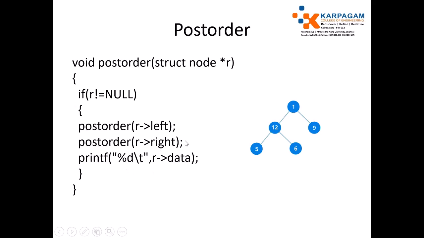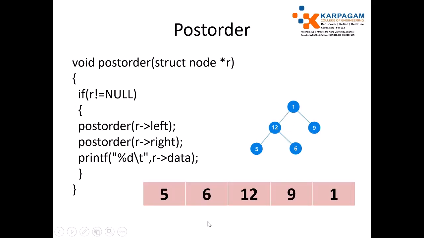For post-order traversal, first process the left subtree and right subtree followed by the root. In the left subtree we have 5, 12, 6, which is processed using post-order traversal. First process left subtree 5, right subtree 6, then root node 12, giving 5, 6, 12, followed by 9, then 1. The output will be 5, 6, 12, 9, 1. So the recursive function looks like this: first process the left subtree by recursively calling it, process the right subtree by recursively calling it, then print the root node. In this way we can perform traversal operations.